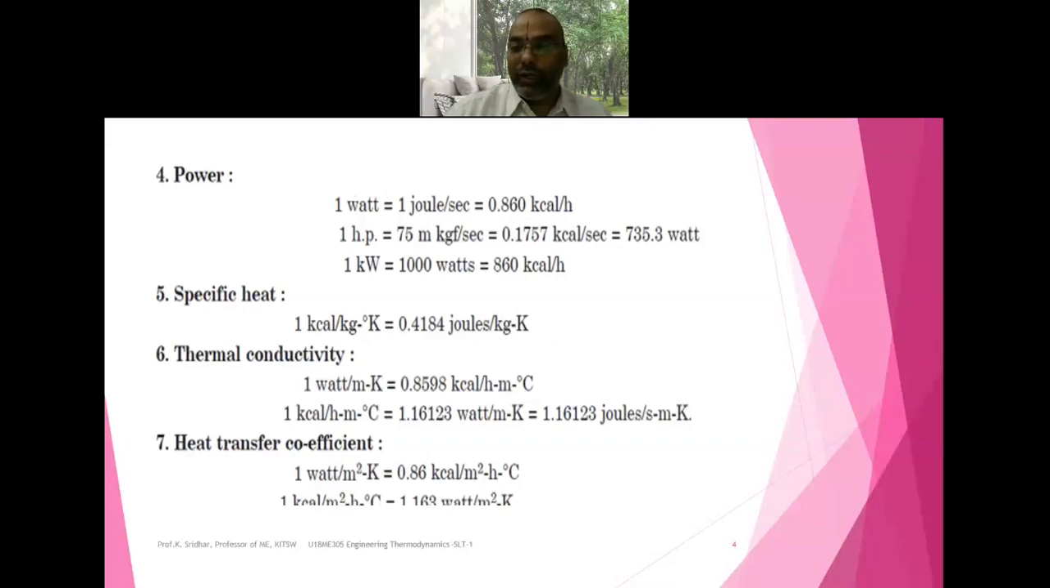In conduction, we have Fourier's law of heat conduction, that is Q equals minus K into A into dT by dx, where K is a constant known as the thermal conductivity. According to Q equals minus K A dT/dx, the thermal conductivity units are watt per meter Kelvin. Similarly, we also have the heat transfer coefficient, which comes from Newton's law of cooling, another mode of heat transfer.